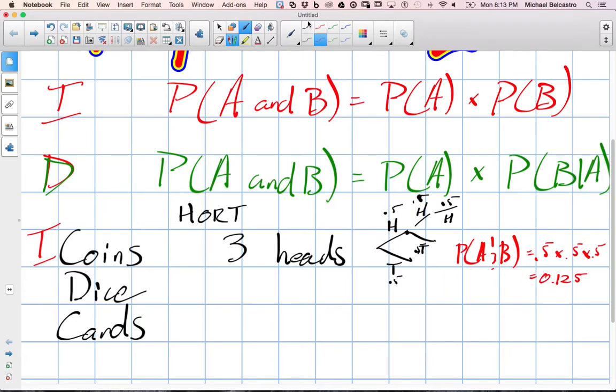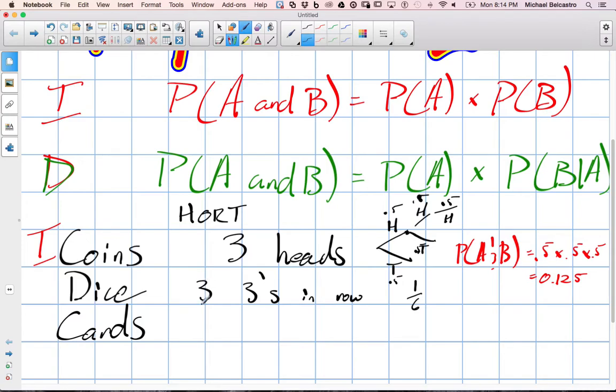Okay, next thing, dice. For rolling a die, what's the probability of getting 3 threes in a row? Let's think about rolling a die. What's the probability of getting a 3? Do you know what it is? 1 in 6. That's right. So to get a 3, we have a 1 in 6 chance.